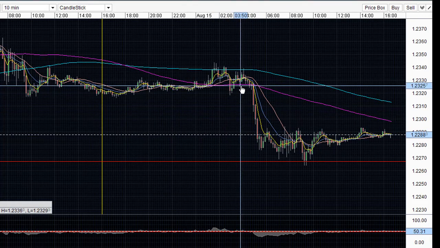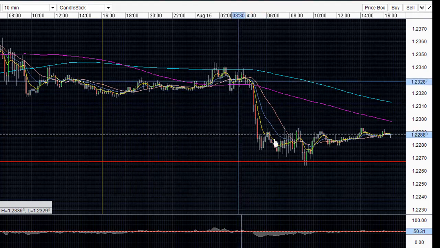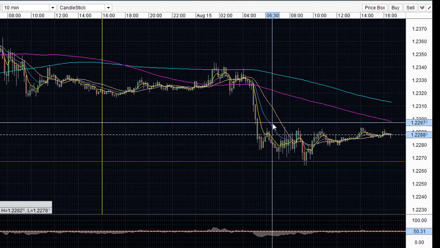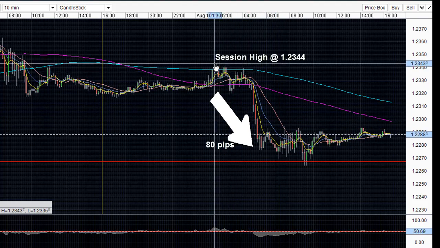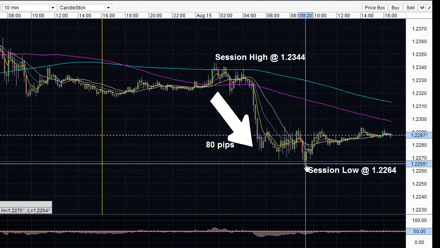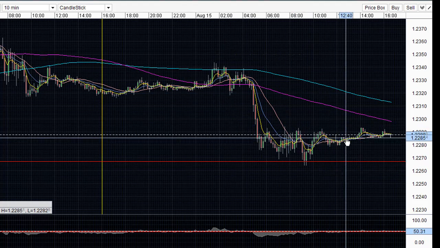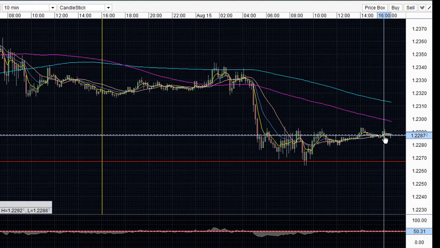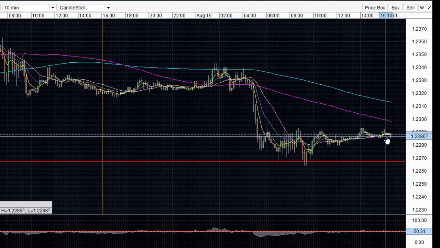But not only that, there was also news that Greece was asking the EU for a 2-year extension to its current austerity program. This news caused euro weakness altogether, and we began to see the euro fall in this bearish move in the pair for most of the trading session. For the day, we saw the euro fall 80 pips from the session high here at 23.44 down to the session low here at 22.64, where it found support for the day. Right now you can see that price is within a consolidation pattern below the 22.90 handle, awaiting the breakout during the next trading session.